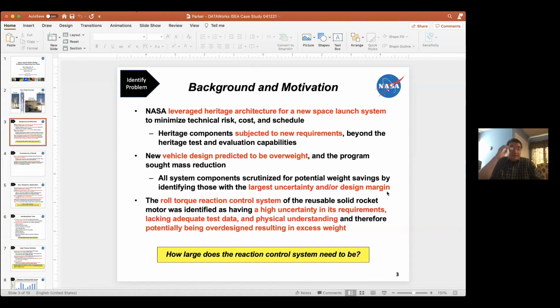And so the background is, as I've said, leveraging heritage architecture. And why do that? Well, to minimize technical risk, cost, schedule. However, those components were subject to new requirements that weren't part of the original system, and they were never tested. So the test and evaluation capabilities weren't present to do that.